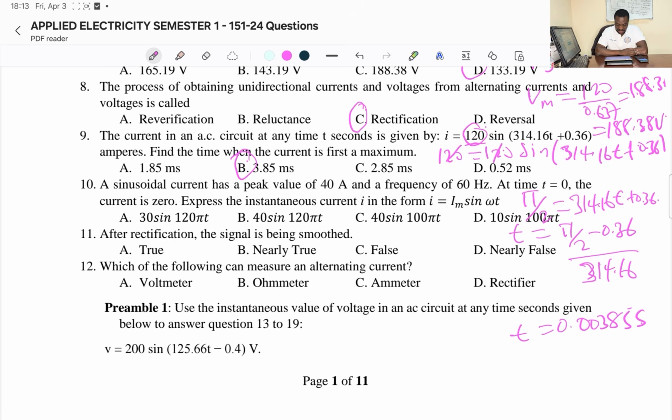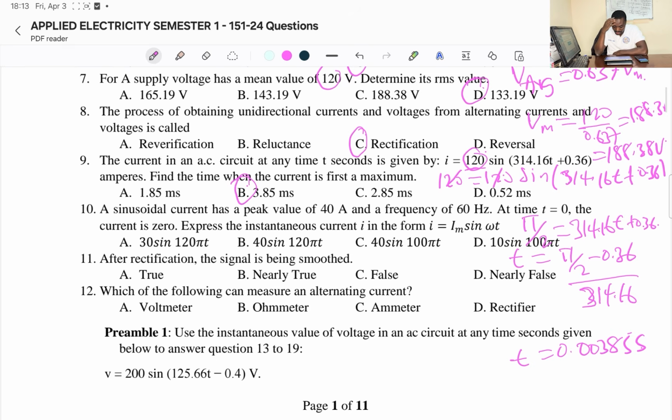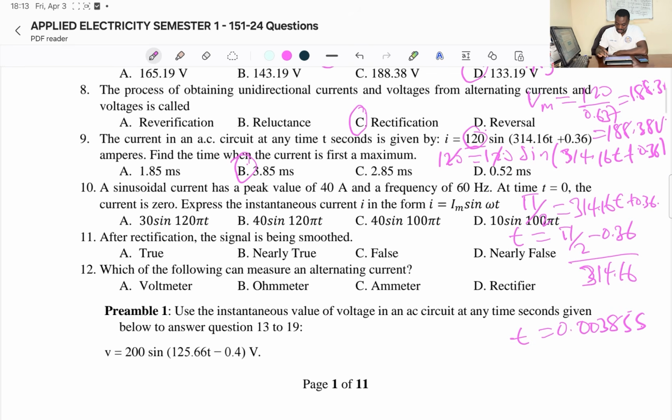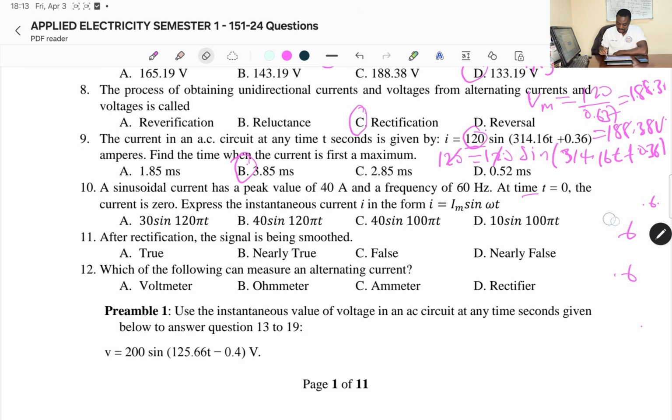A sinusoidal current has a peak value of 40 amps and a frequency of 60 Hz. At time t, meaning t0, the current is 0. Express the instantaneous current I in the form I equals maximum current times sine omega t. So how do we do this?